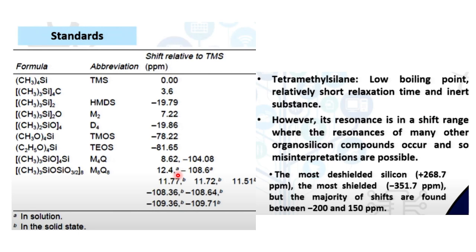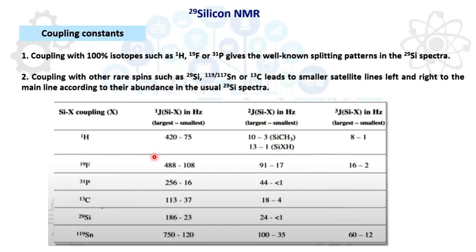If you compare proton, 31P and 13C, the delta value range, the broadness of the delta value, will be very high in case of 29Si.